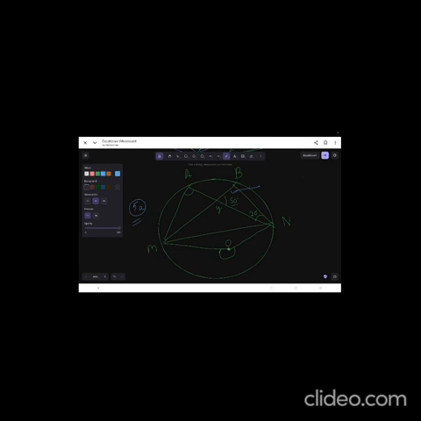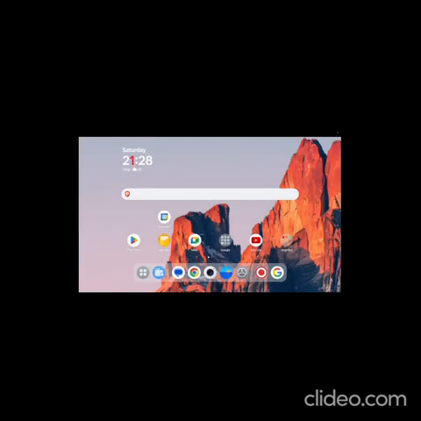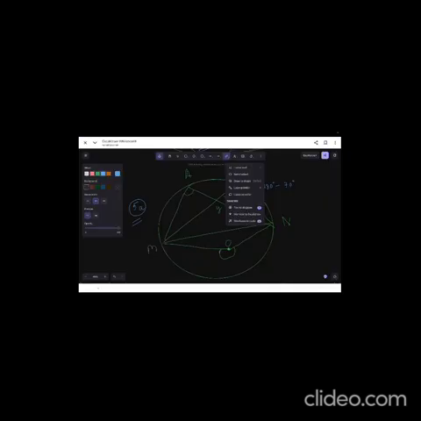If this is 50 degree, and this is 20 degree as given in the question, so this angle will be 180 minus 70 degree, because of this triangle. This will be 110 degree.